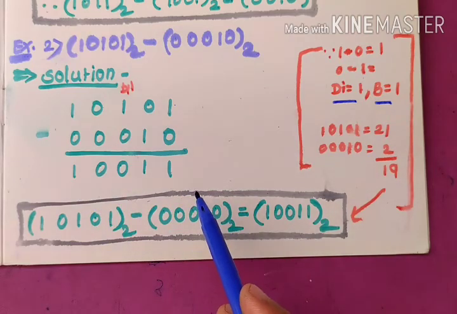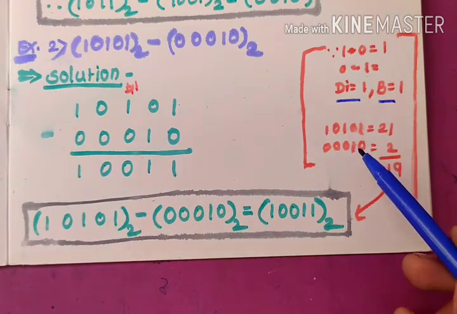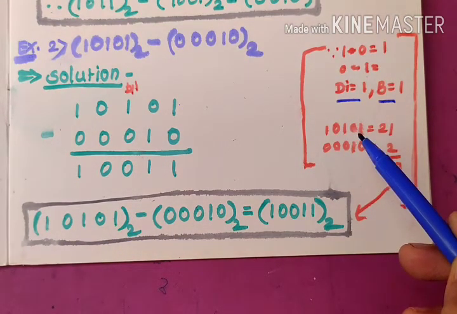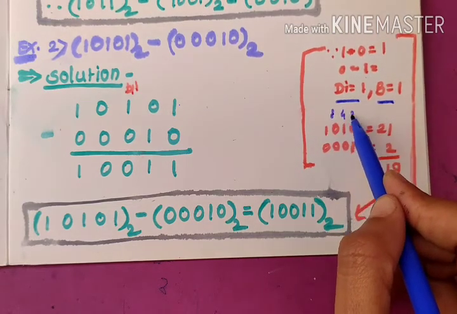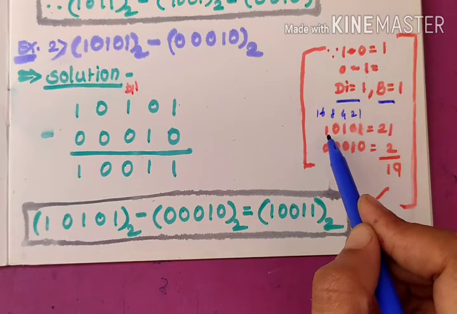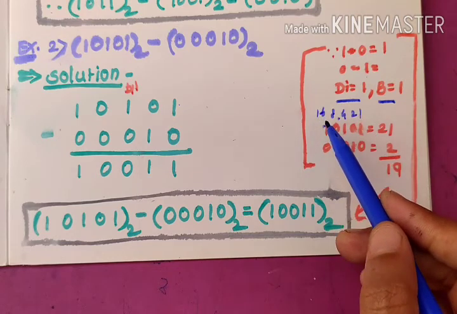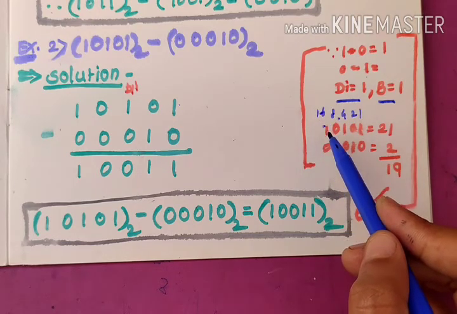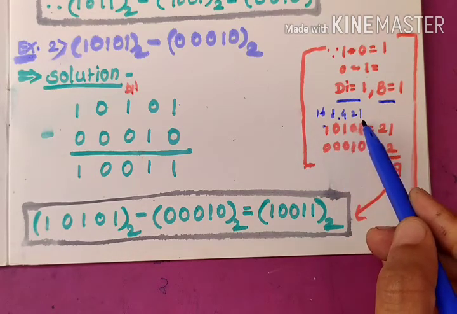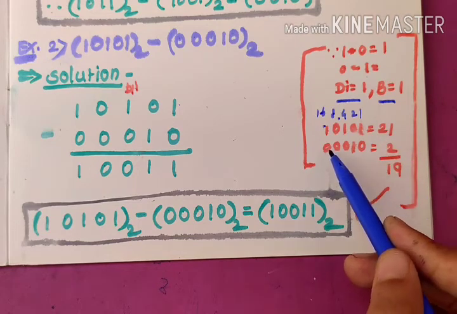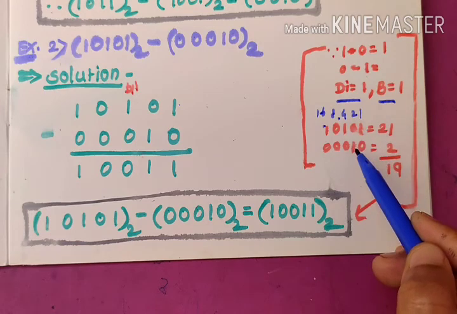Is that clear? So students, let us verify whether this answer is correct or not by converting this 10101 binary into decimal according to 8421. But this is a 5 bit number, so write 16 here, because this is a 5 bit representation. So 16 plus 4 is 20, 20 plus 1 is 21. Then for 00010 we have to write only 2, since only one digit is set.